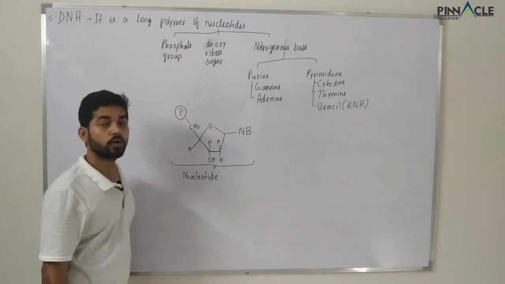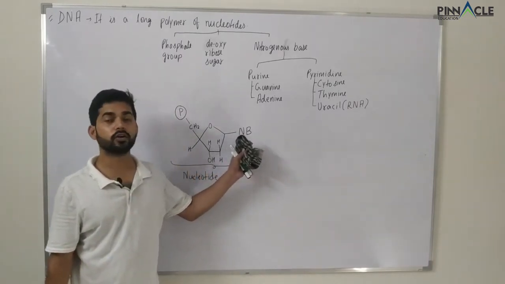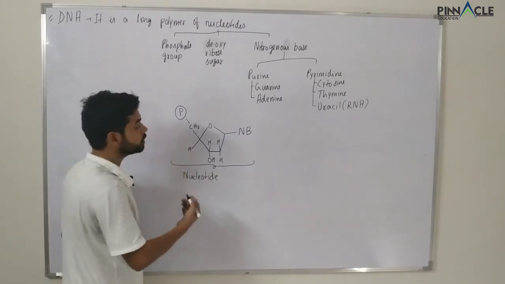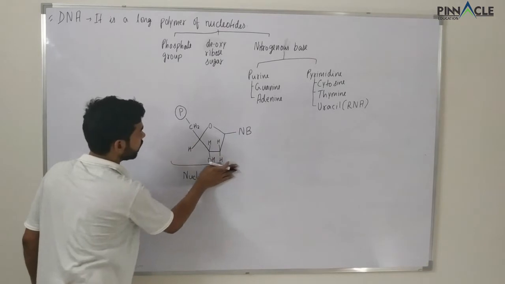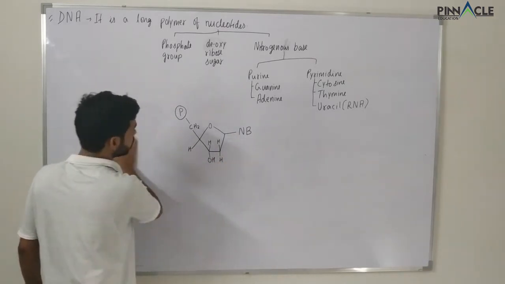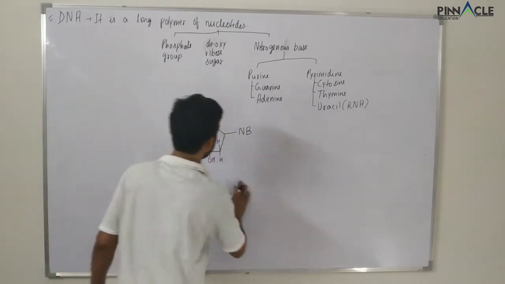So this is a normal nucleotide, that is, it contains a phosphate group, ribose sugar, and also a nitrogenous base. Now we have to study how this is polymerized, that is, how one nucleotide is attached to a different nucleotide. So above and below it is attached to a similar nucleotide.